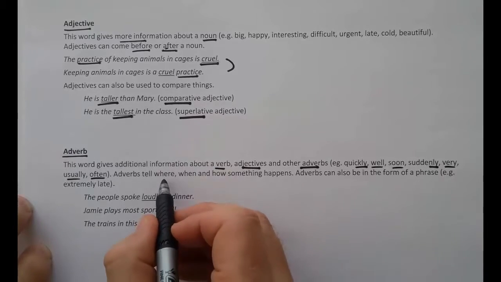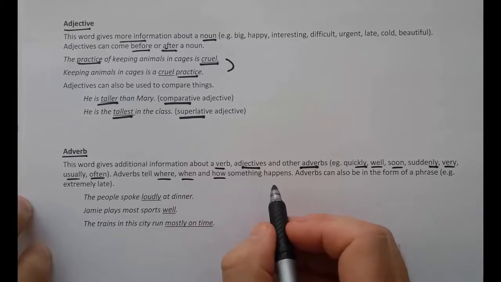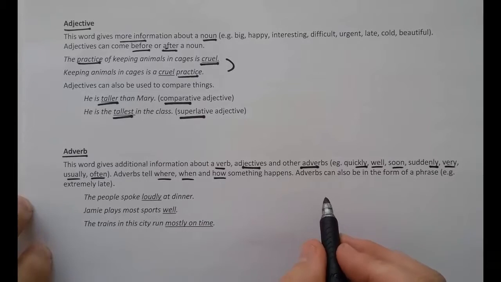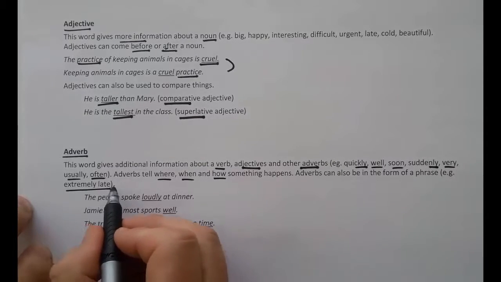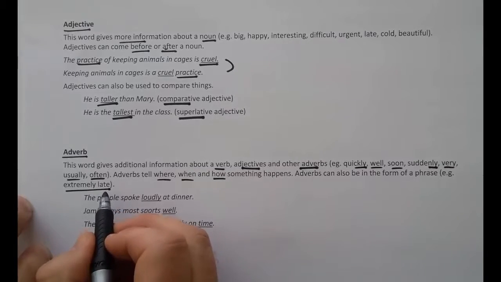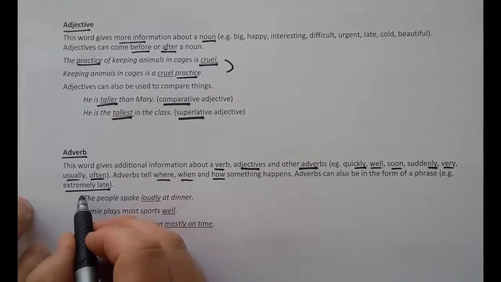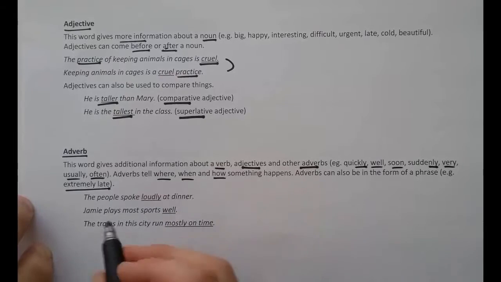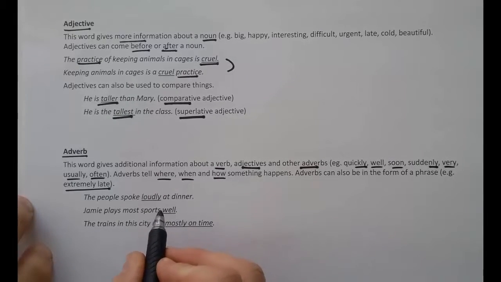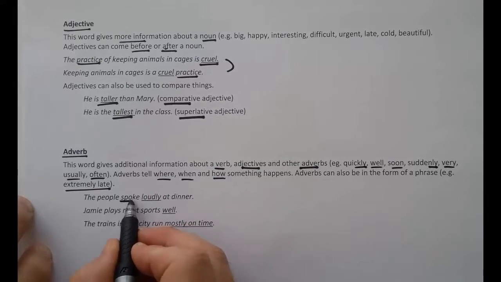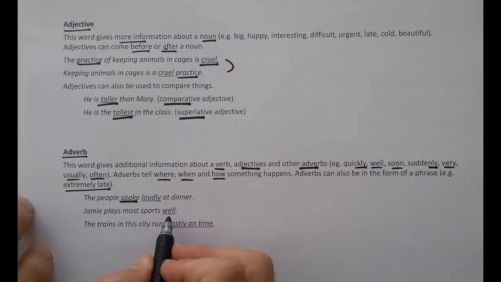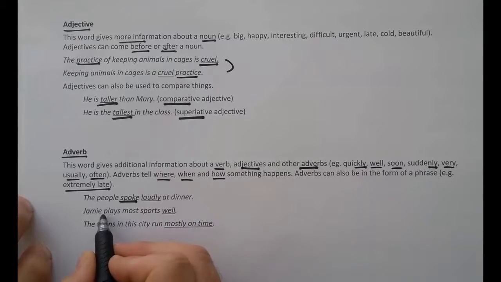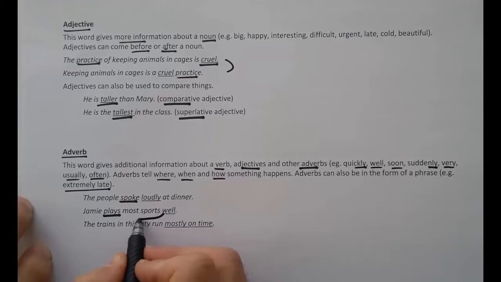Adverbs tell where, when, and how something happens. And adverbs can be in the form of a phrase as well. So, extremely late. We hear those words together quite often. That's like a collocation, two words that often go together. The people spoke loudly at dinner. So this is describing the verb, loudly. Jamie plays most sports well. So again, describing the verb plays. So it's linking there, and that one's linking there.